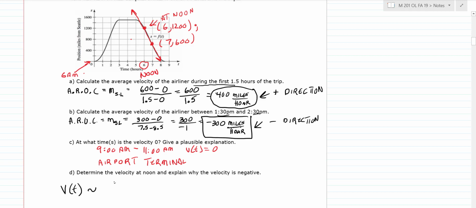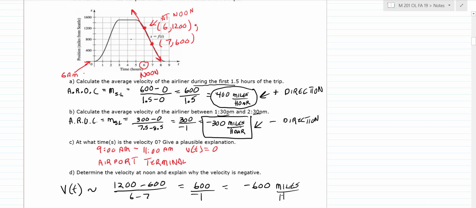So what we'll do is just do the slope. We're going to do 1,200 minus 600 over 6 minus 7. So that would be 600 over negative 1, which is negative 600 miles per hour.